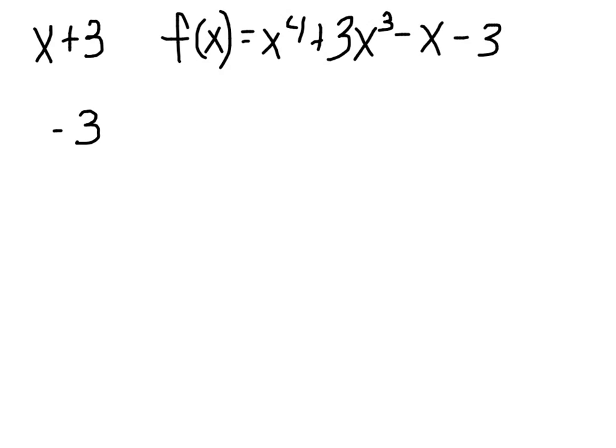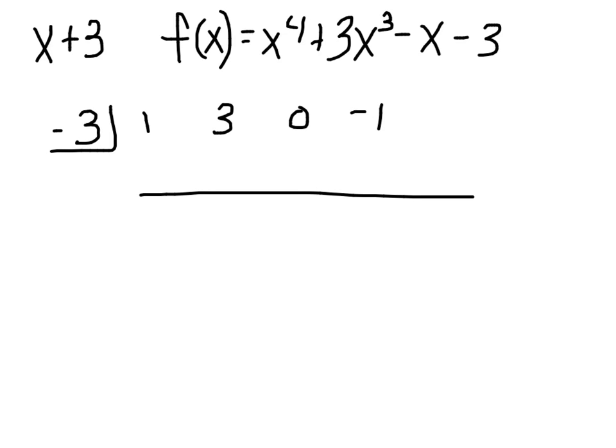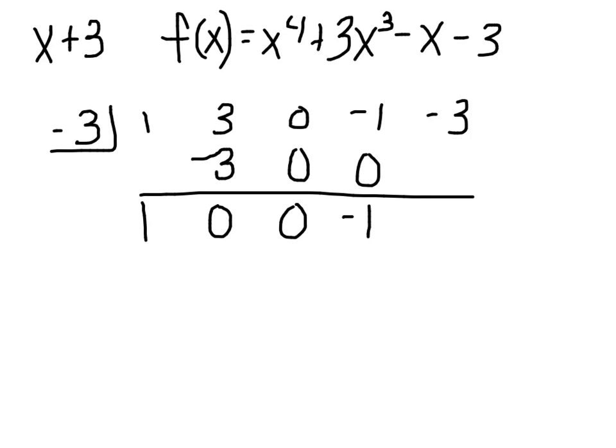Good. What number goes across the top? 1, 3, 0, negative 1, and negative 3. Right? Are the ladies right? I agree with them too. So if I drop the 1 down, negative 3 times 1 is negative 3. Add it, I get 0. Multiply it, I get 0. 0, 0, negative 1, plus 3, 0. Yay, team.